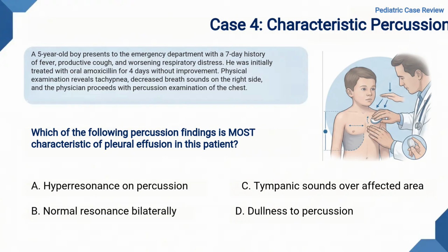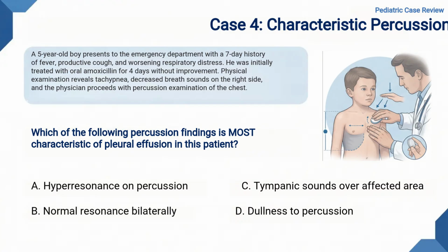and worsening respiratory distress. He was initially treated with oral amoxicillin for 4 days without improvement. Physical examination reveals tachypnea and decreased breath sounds on the right side. The physician proceeds with percussion examination of the chest. Which of the following percussion findings is most characteristic of pleural effusion in this patient?